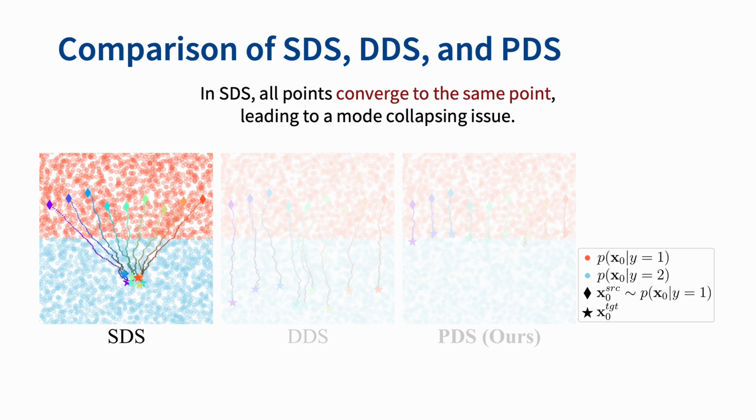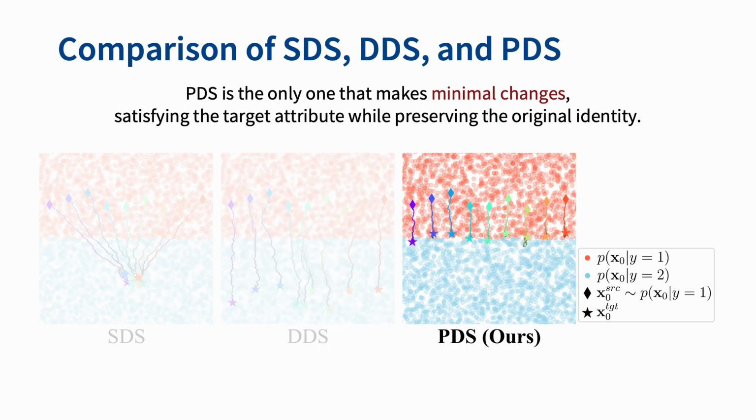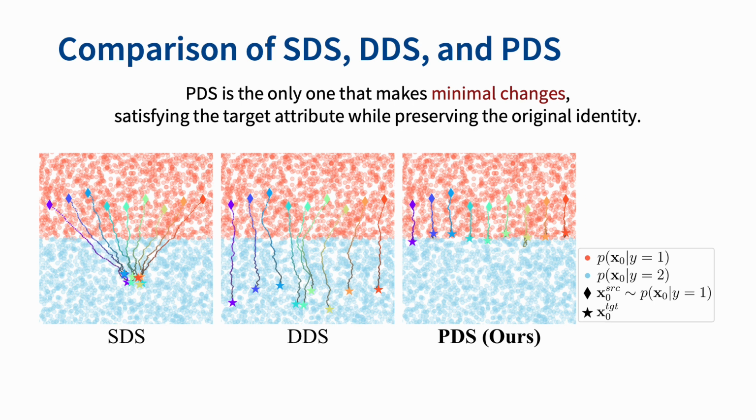In the case of SDS, all different points converge to the same point at the end, which indicates a mode collapsing issue happens in SDS. DDS significantly displaces points from their initial positions, which means that it loses the original identity in editing setups. On the other hand, PDS is the only one that makes minimal changes to move points to the target distribution. It demonstrates that PDS balances the conformity to the target attribute with preserving the original identity, which are two key aspects of editing.